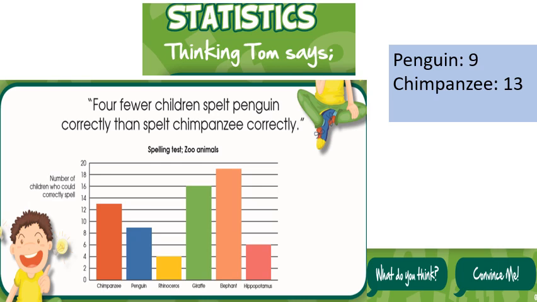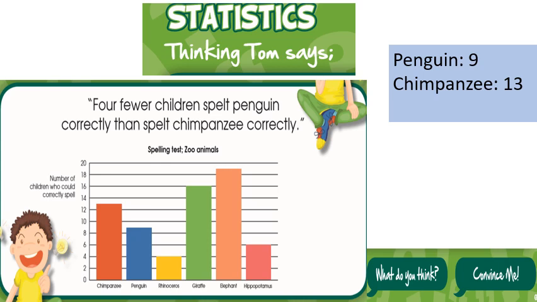It's Thinking Tom again. This time he says 4 fewer children spelled penguin correctly than spelled chimpanzee correctly. And the data this time is displayed on a bar chart. So I've counted up the number of penguins, which is 9 because it sits between the 8 and 10. And have I counted chimpanzee correctly? It says 13 next to my word up there. And if I look on the bar chart, chimpanzee sits between 12 and 14, so both figures are correct.